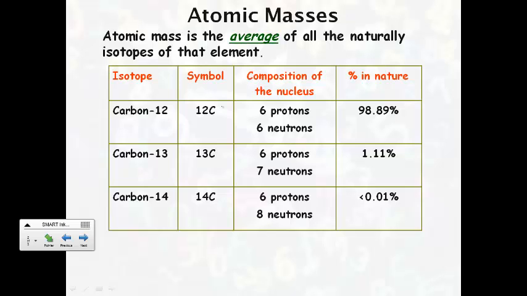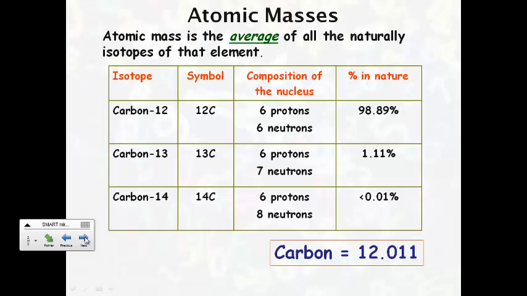And remember, what makes something an isotope is that it has a different number of neutrons, which affects its mass number. And then we have over here their percent abundances. That's how often we find them in nature. So just by looking at this, we can see that the average mass of carbon is 12.011.